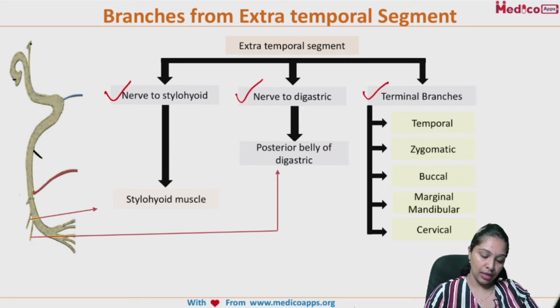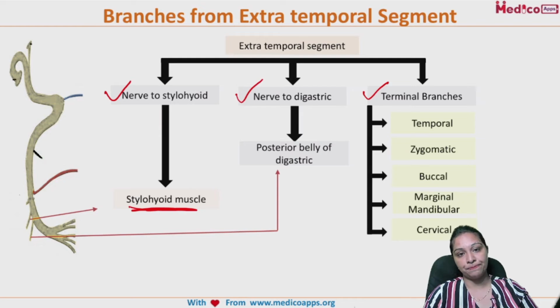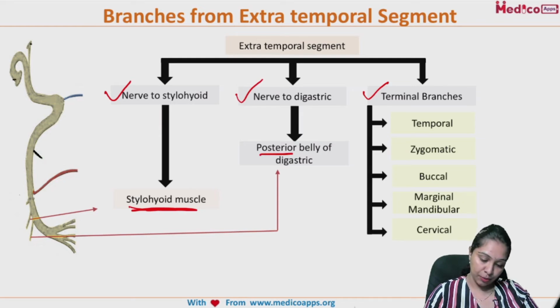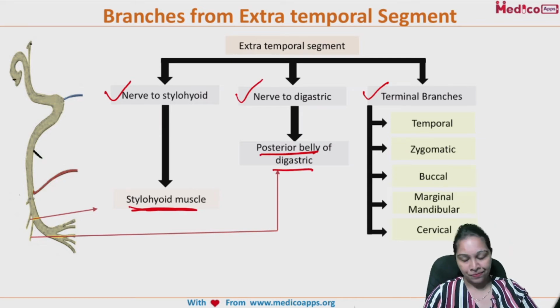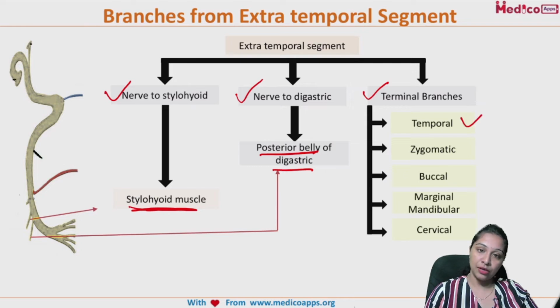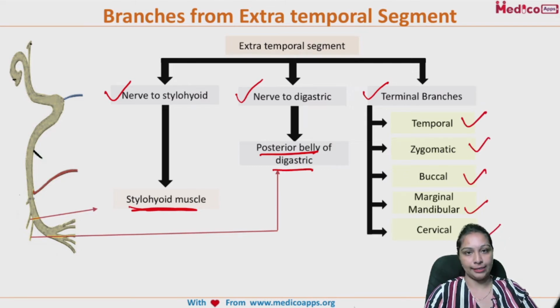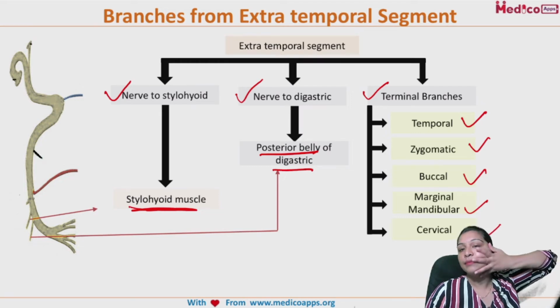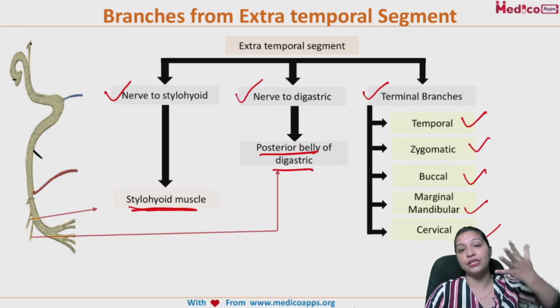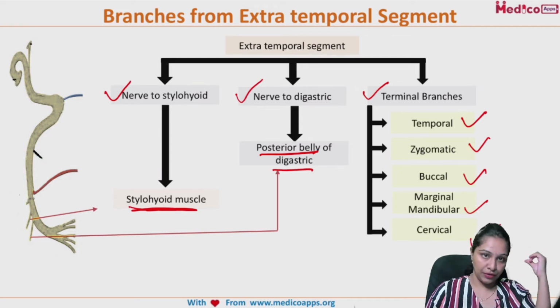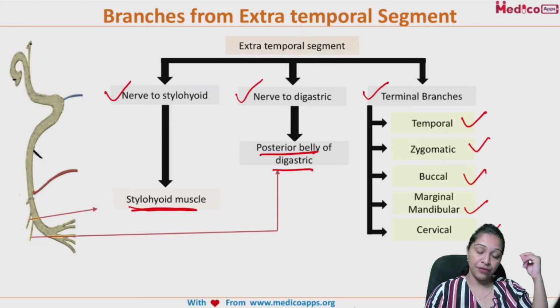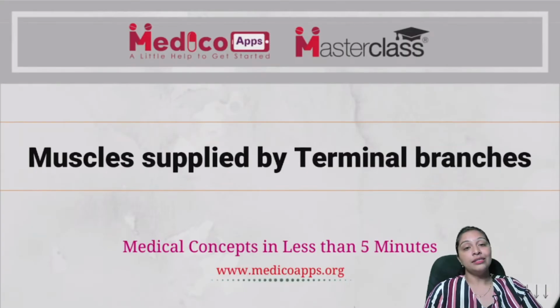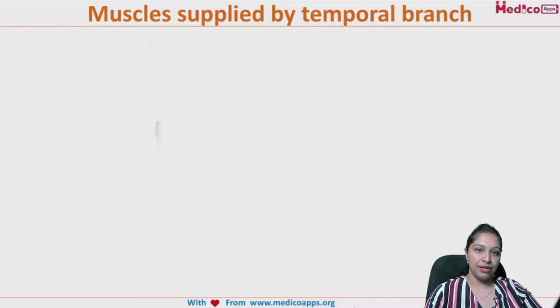So, nerve to stylohyoid, it supplies the stylohyoid muscle. Nerve to digastric, it supplies the posterior belly of the digastric muscle. Then, the terminal branches include the temporal, zygomatic, buccal, marginal mandibular, and the cervical. Like this, we used to remember, right? The temporal, the zygomatic, the buccal, marginal mandibular, and the cervical. If you just put your five fingers, you will have the terminal branches of the extratemporal segment of the facial nerve.